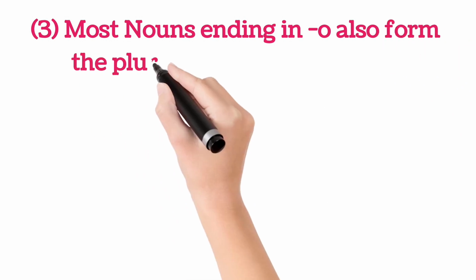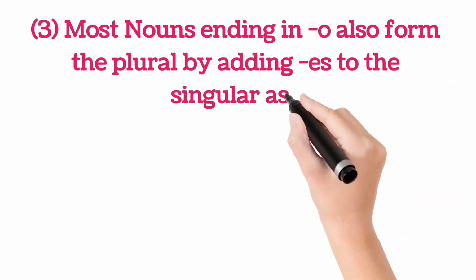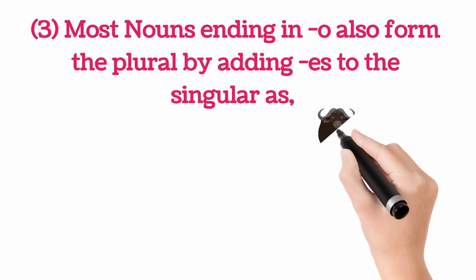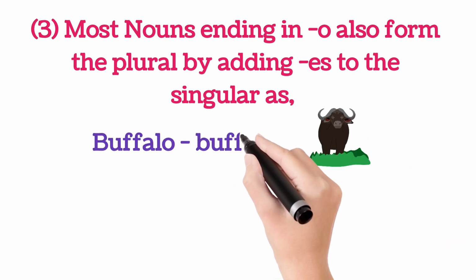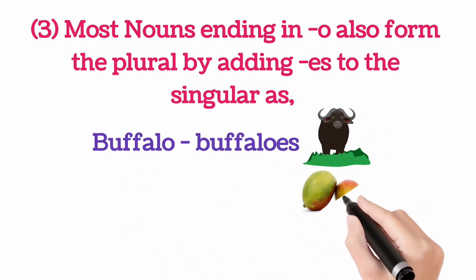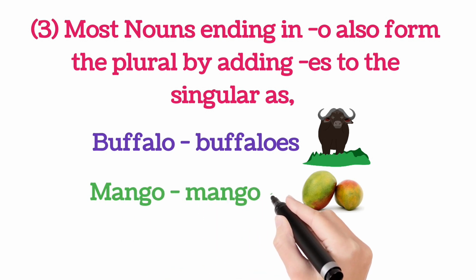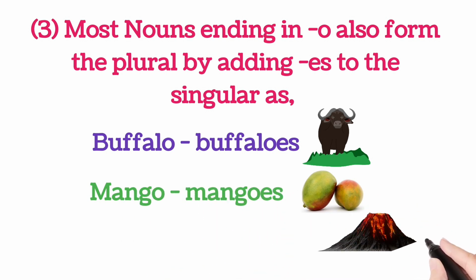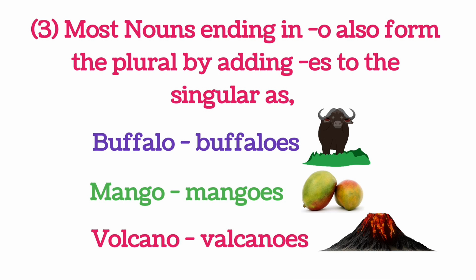Most nouns ending in o also form the plural by adding es to the singular. As buffalo, buffaloes. Mango, mangoes. Volcano, volcanoes.